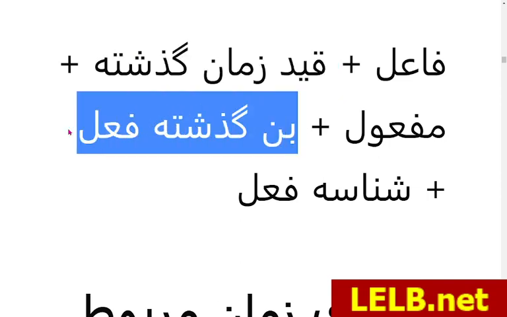So let me just repeat that part again because I think it's very important. This is the core feature, grammatically speaking. فاعل, subject, plus قید زمان, or adverb of time, plus مفعول or object, which is dependent on the verb, whether being transitive or intransitive, plus بن گذشته, past root of the verb, and inflection.